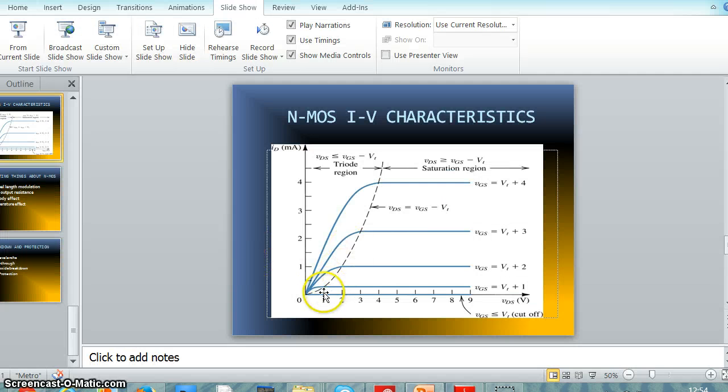So here you go. For different threshold voltages, you are getting different widths of the triode region and saturation region, and you're getting this similar curve, which is a parabola in this triode region and a straight line in the saturated region. This curve plots VDS equal to VGS minus VT. So this is basically the IV characteristics of a MOSFET type of device.